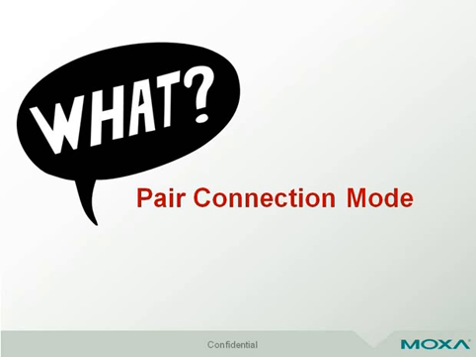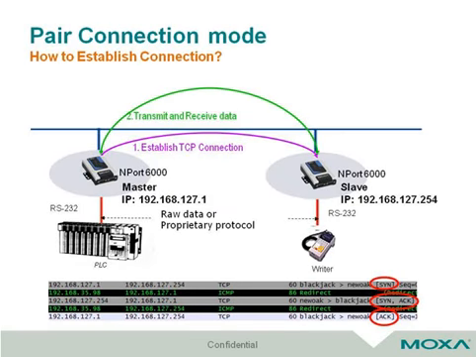From now on, we will discuss the internal behavior of pair connection mode in the following slides. Under pair connection mode, NPort will have its own position. I give you an example on this page. There are a PLC and a writer, which connect to NPort with serial cable in RS-232. And both NPorts are connected with an Ethernet cable. One will be master, and the other will be slave. Master will actively establish a TCP connection to slave.